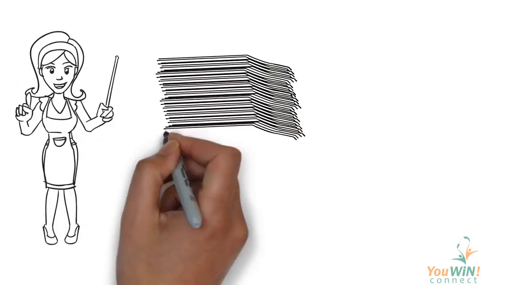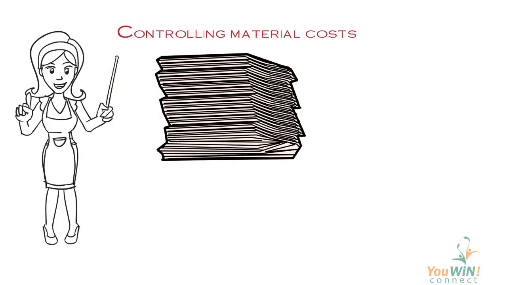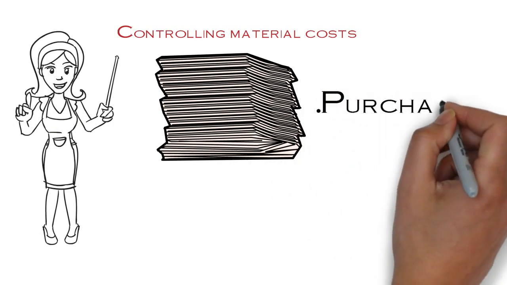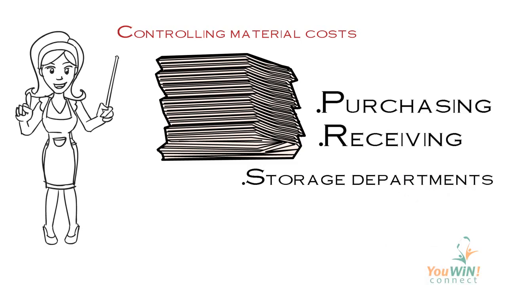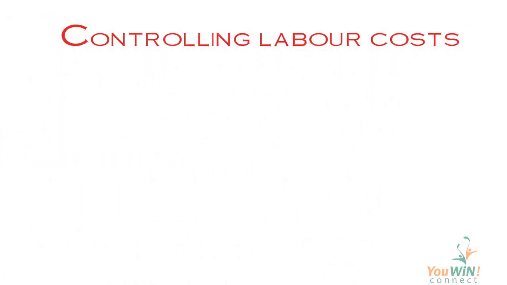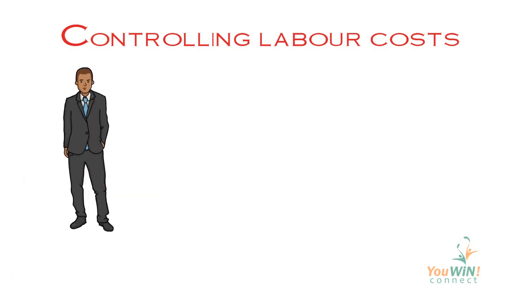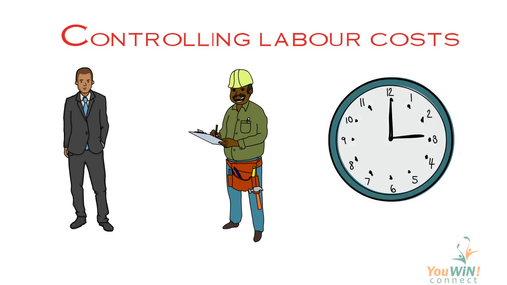In order to control material cost, 3 departments are very crucial: purchasing, receiving, and storage departments. These are key cost centers you need to identify in order to control material cost. We next look at controlling labor cost. The cost center with regard to labor cost are staff, department, and time. Depending on the type of business you run, you'll be able to control your labor cost looking at the staff, department, and time.